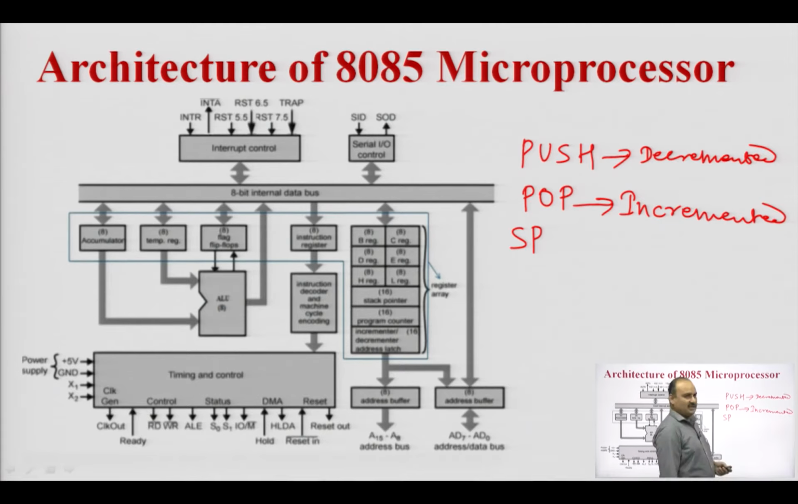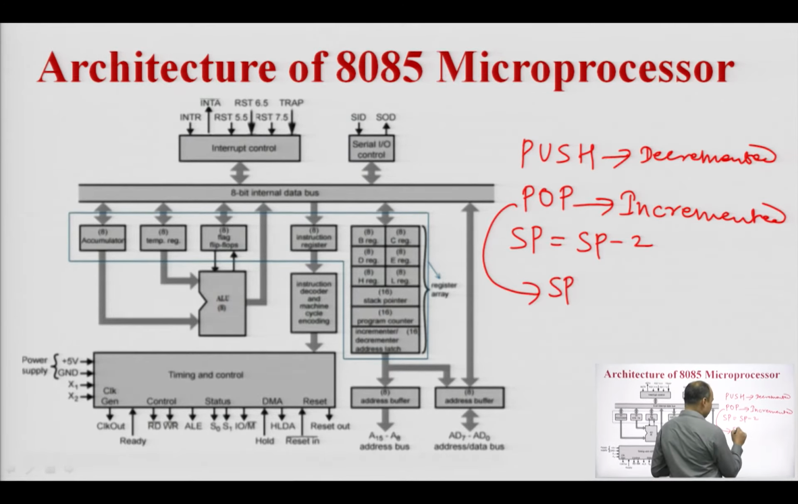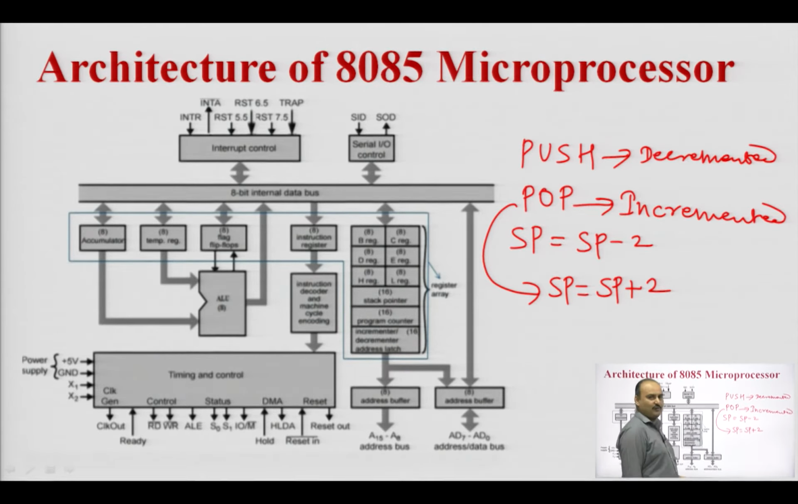So, whenever the microprocessor executes a push instruction, the stack pointer is decremented by 2, that is SP = SP - 2, and during the execution of a pop instruction the stack pointer is incremented by 2, so SP = SP + 2. This way the content of the stack pointer is incremented and decremented by the processor during the execution of push and pop instructions. This increment and decrement operation takes place with the help of the increment decrement latch, which is present in the 8085 microprocessor.